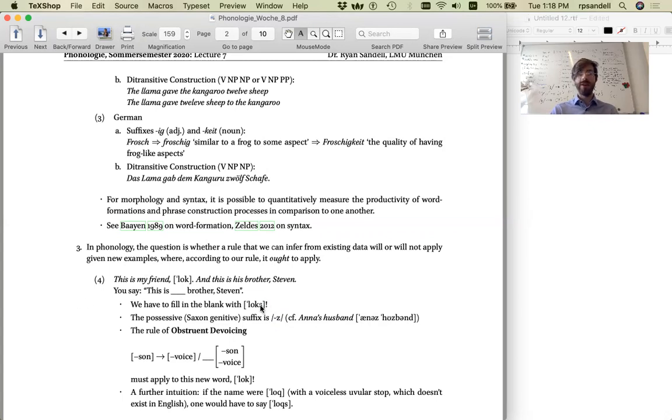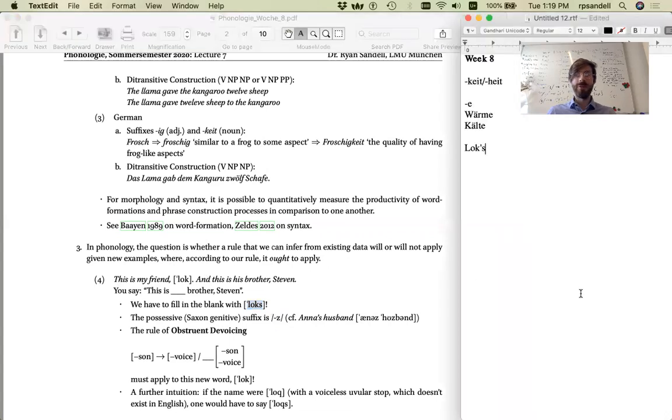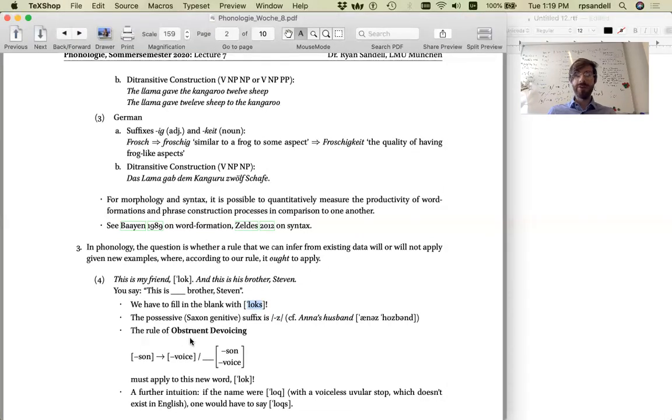So the fact that we find an s here in this productively built instance of the possessive suffix attached to a new name that we've never heard before, we see the operation of the process of obstruent devoicing that we've seen in English, that we've talked about before, whereby a non-sonorant consonant becomes voiceless preceding a voiceless non-sonorant consonant.